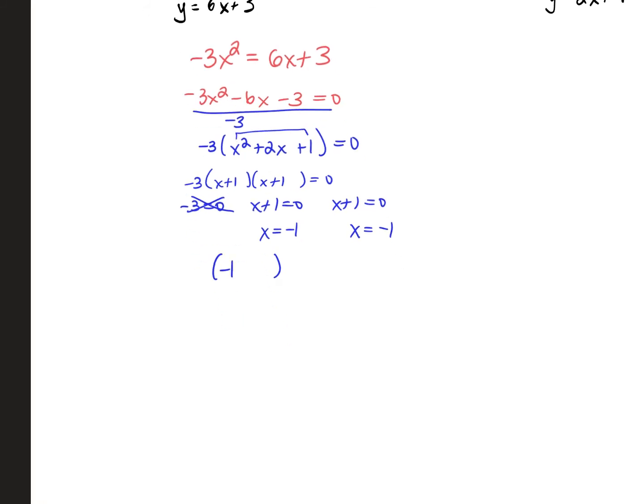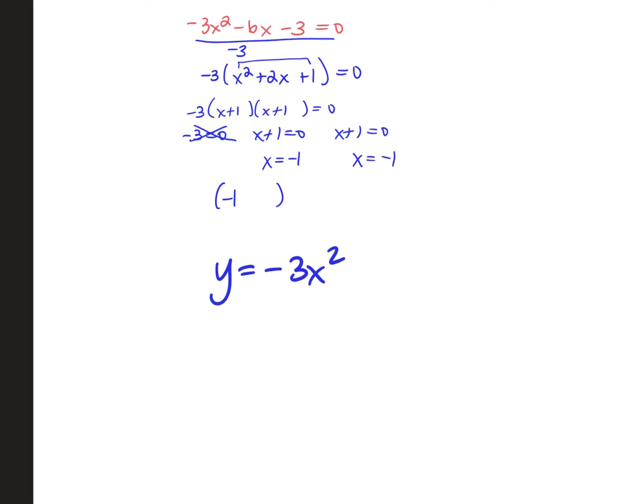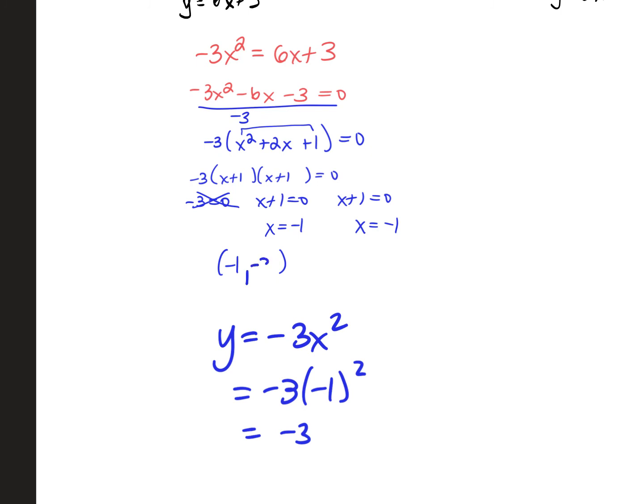The first one, okay. So we're going to plug it into y equals negative 3x squared. So I have negative 3 times negative 1 squared. What do we do first? Square the negative 1. So I get negative 1 times negative 1 is 1. And 1 times negative 3 is? Negative 3. So my x value is negative 1. My y value is negative 3.